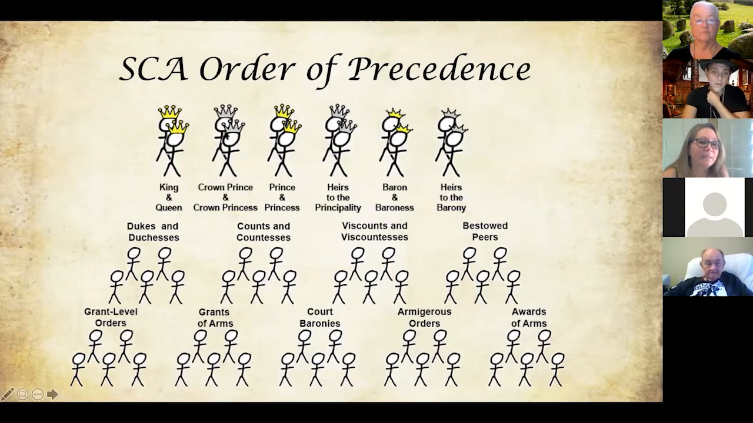Next, we're going to look at the Order of Precedence, which is essentially the rulers of the kingdom, their heirs, the rulers of the territorial principalities and their heirs, and then the barons and their heirs. Below them, we have the royal peers, who are those who have ruled before, the members of the four bestowed peerage orders, the members of the grant level orders, those with a simple grant of arms, those with court baronies, and the Americus orders, and the simple award of arms.